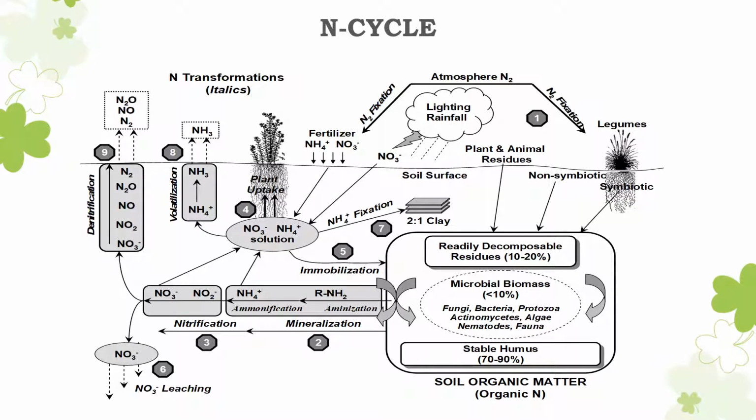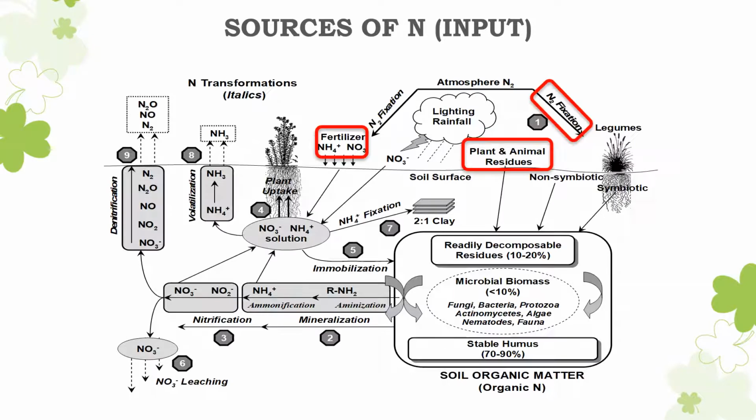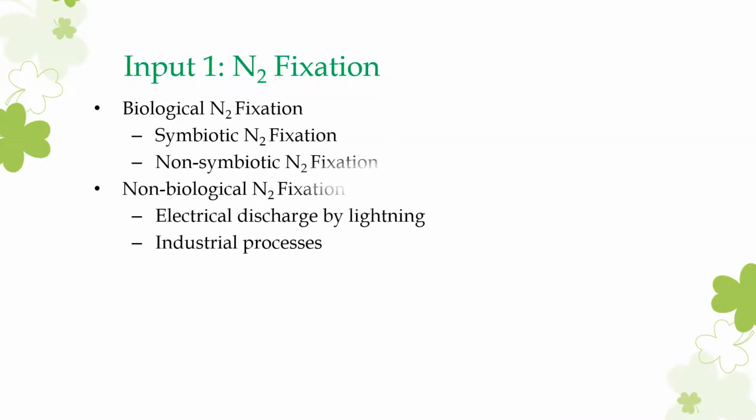This figure shows the nitrogen cycle in the atmosphere, in the soils, as well as the uptake by the plants. As you can see, there are several processes involved in the nitrogen cycle, and it involves different inputs and sources of nitrogen. Let's have a look at the sources of nitrogen, which is the input of the N. The input of the N comes from the fertilizer, plant and animal residues, as well as from the nitrogen fixation process. Let's have a look at the first input, which is through nitrogen fixation.